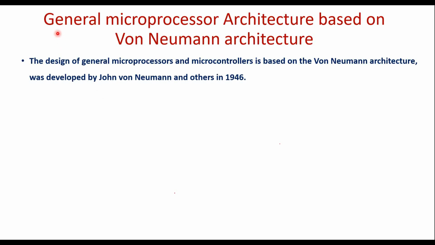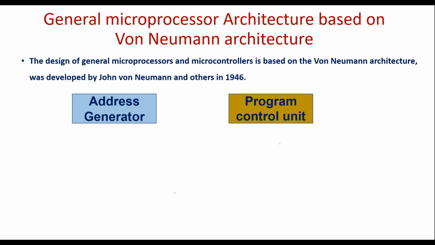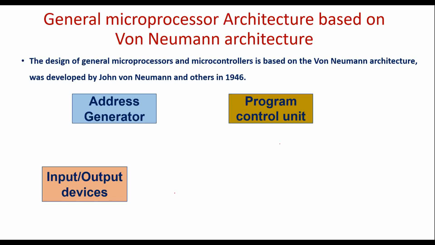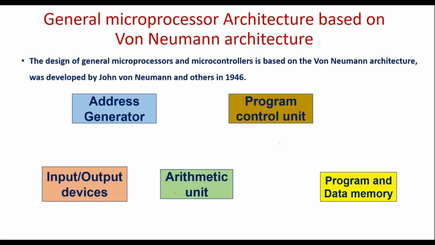In this video, we'll study general microprocessor architecture based on von Neumann architecture. The design of general microprocessors and microcontrollers is based on von Neumann architecture. It was developed by John von Neumann and others in the year 1946. It consists of an address generator block, program control unit, input-output devices, arithmetic unit, and program and data memory.